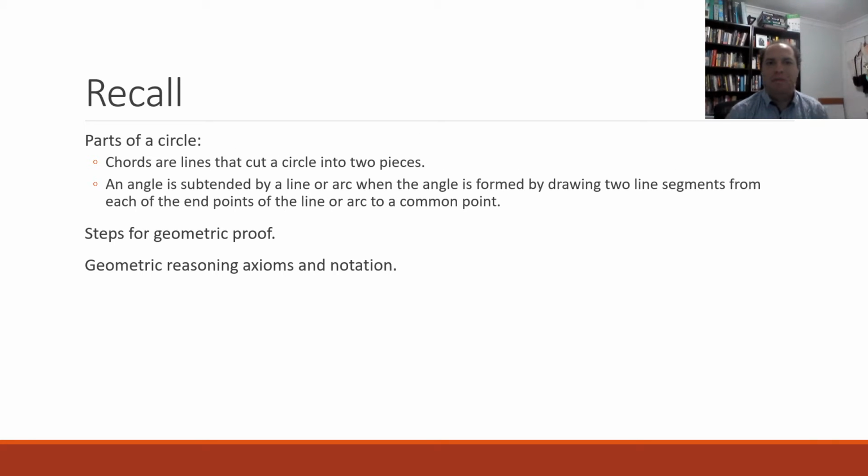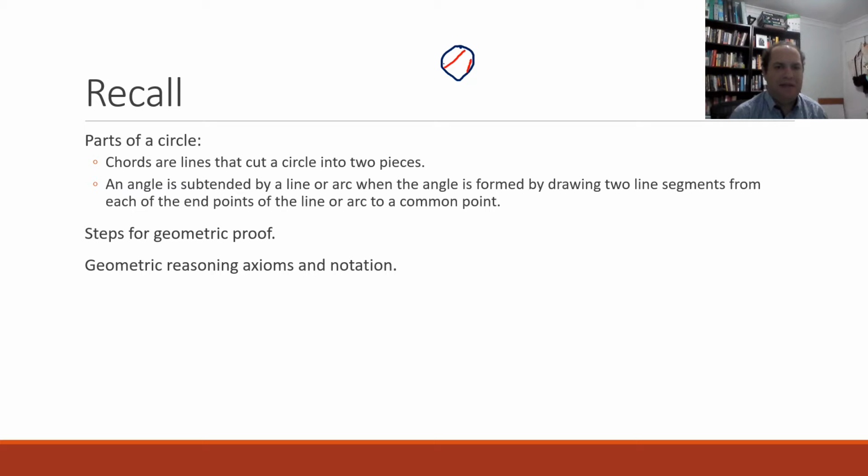Now, things to remember: the parts of a circle, so chords, lines that cut a circle into two pieces that do not have to go through the center. So a chord could be this line here that doesn't go through the center. It could be this little line here. But chords just cut a circle into two pieces.